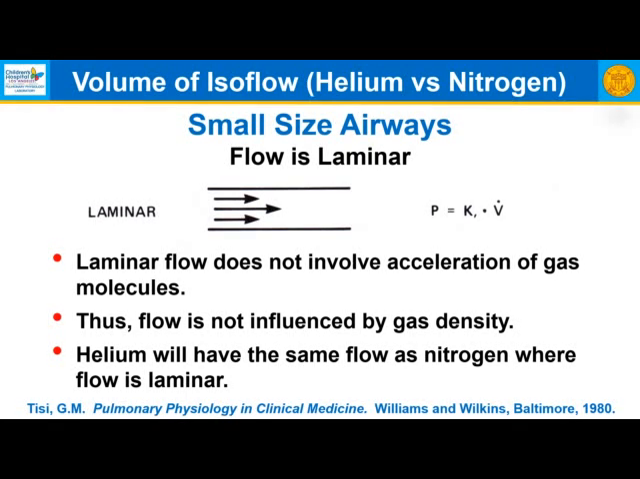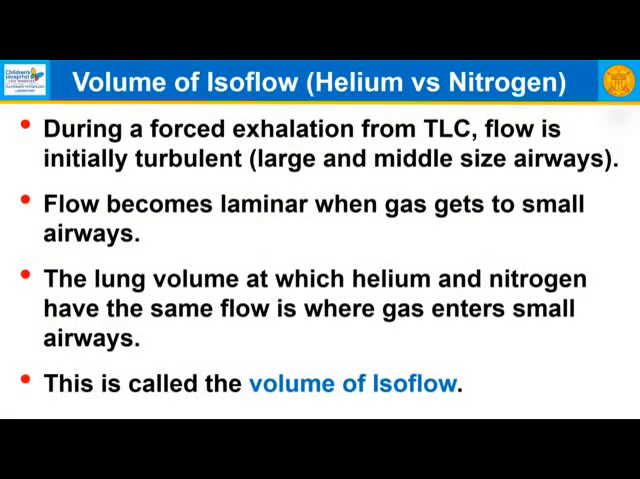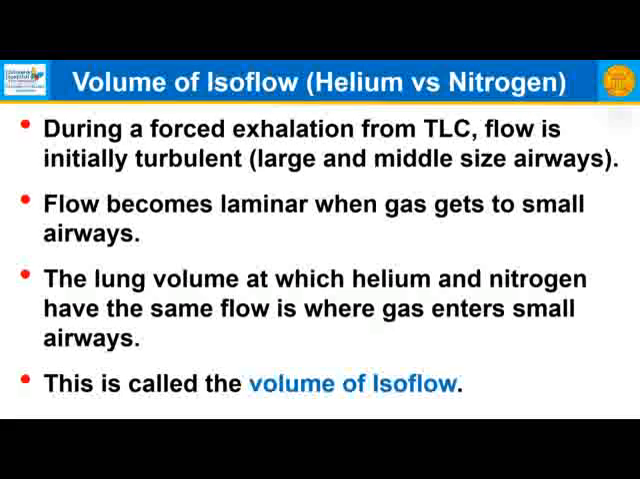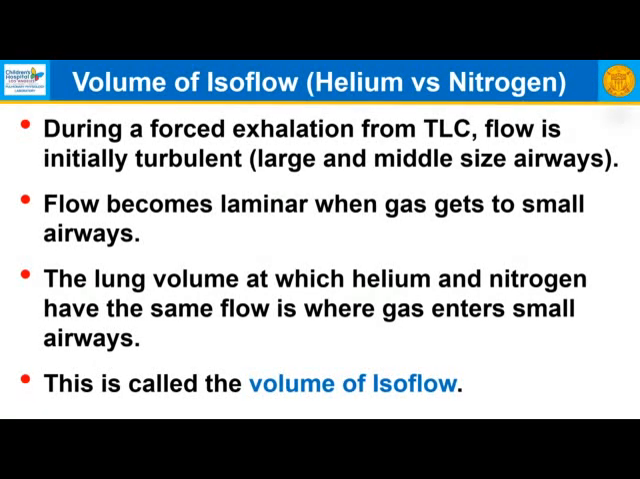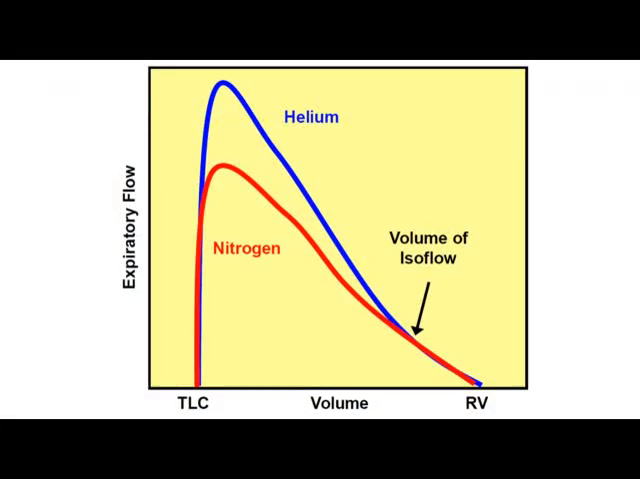However, in small-size airways where flow is laminar, laminar flow does not involve acceleration of gas molecules. Thus, flow is not influenced by gas density, and helium will have the same flow as nitrogen where flow is laminar. So what one does is during a forced exhalation, flow is initially turbulent in large and middle-sized airways, and then flow becomes laminar when gas gets to small airways. The lung volume at which helium and nitrogen have the same flow is where gas enters small airways, and this is called the volume of isoflow. And here's how it is measured.